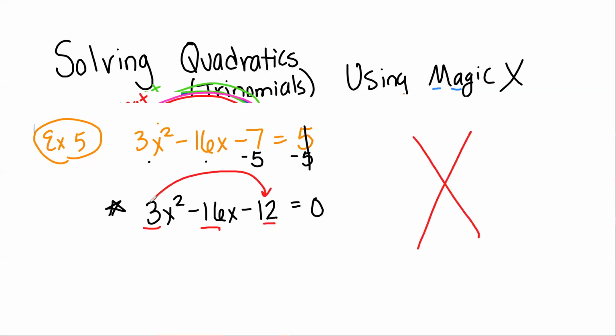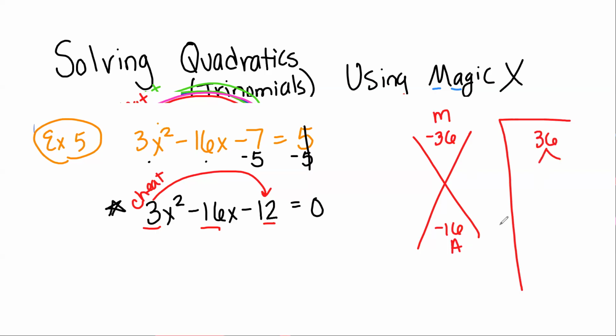3 times negative 12, ooh, cheat. If that's not a 1, he's a cheat. So that's negative 36 and negative 16, okay? We want to multiply here, add here. What gives us 36? Ignore the negative for a second. Well, 1 times 36, 2 times 18, 3 times 12, 4 times 9, 6 times 6. Which combo would get us to 16? 2 and 18, right?